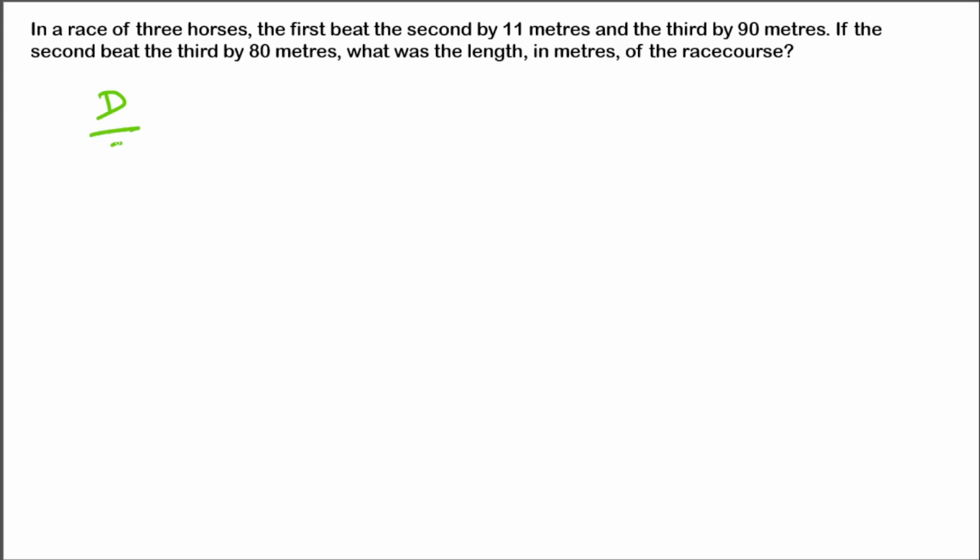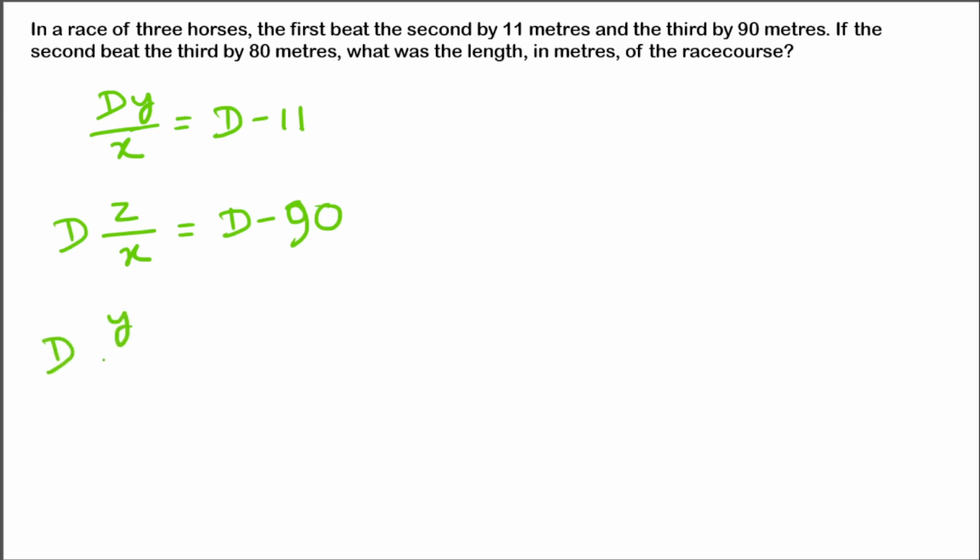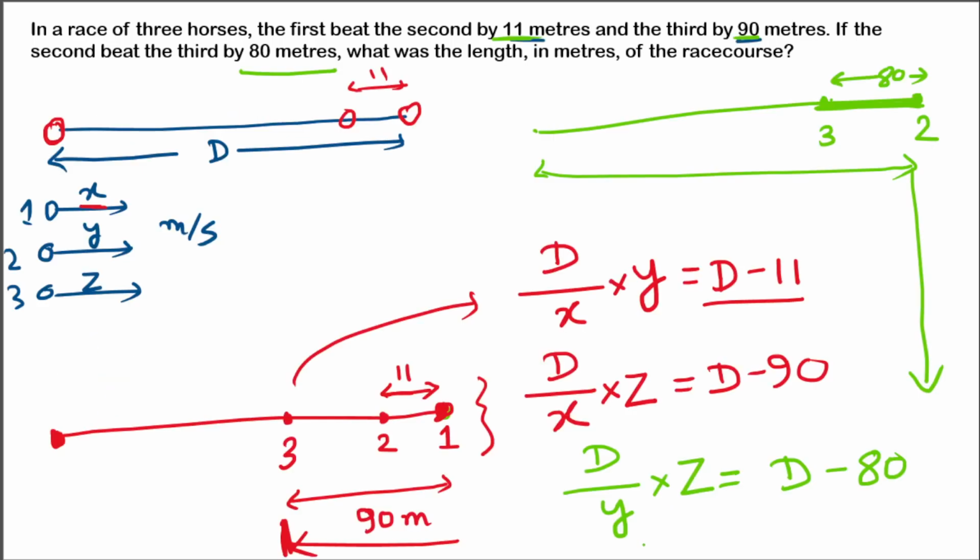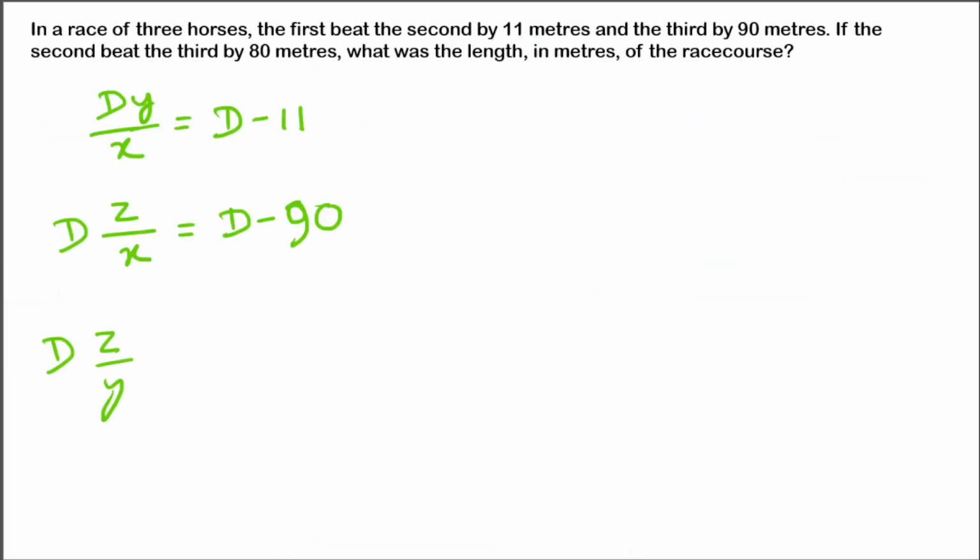So it is simply d by x into y, right? That is equal to d minus 11. Similarly, d into z by x is equal to d minus 90, right? And another is d into z by y, not y by z actually. Let me confirm. Yeah, d into z by y, so that is going to be equal to d minus 80.